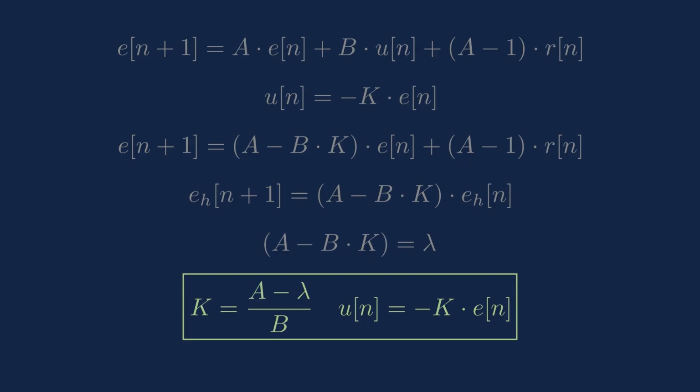This input, u equals minus k times error, is exactly the P controller in a PID controller. We can now see precisely where it comes from and why it is so important. Now we will show what this does in practice with the real system.